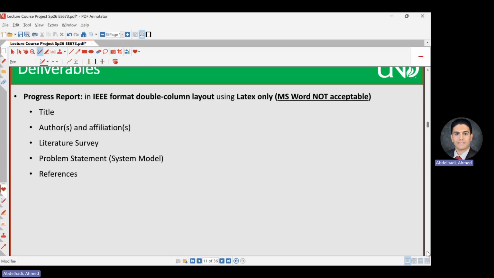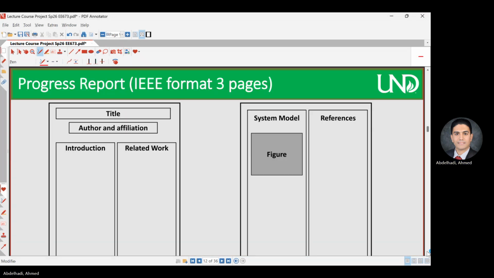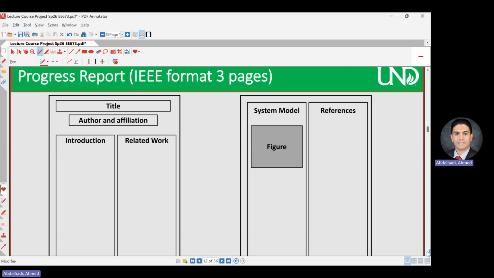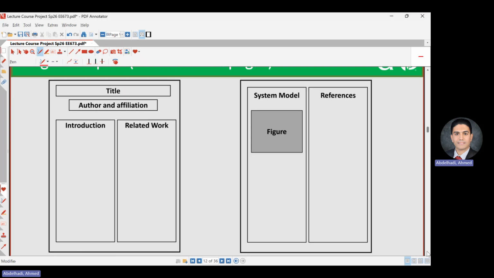I also added the layout of the progress report. I expect you to submit 3 pages, so you also get an idea how many pages you need to submit. So here is the layout. This is going to be double column. So you have title, author, and affiliation. Affiliation here is the UND.